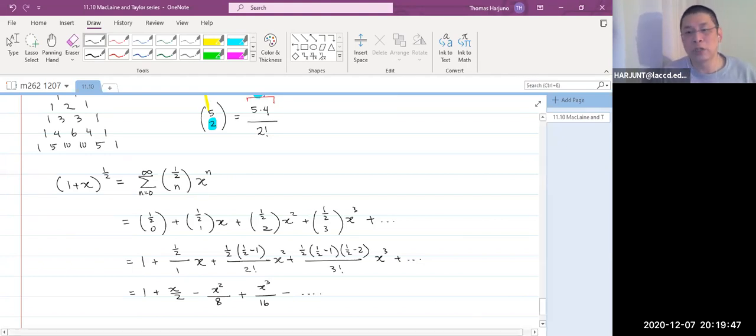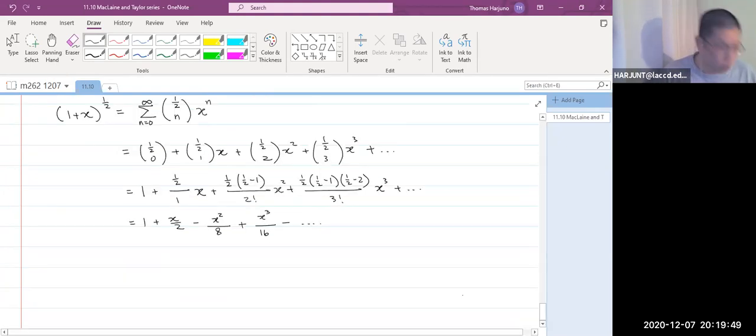Now I will use this to help me work on number 46. Part A, expand 1 over the 4th root of 1 plus x as a power series.